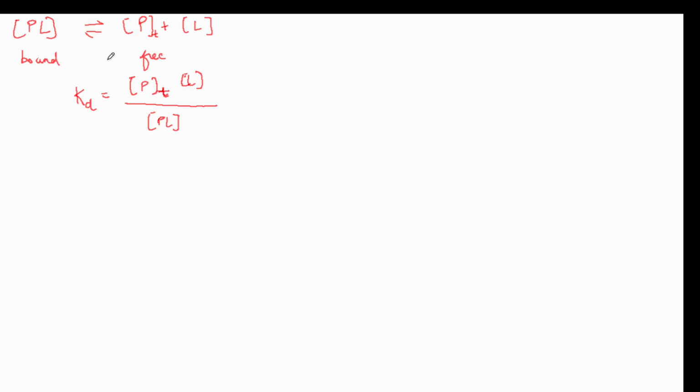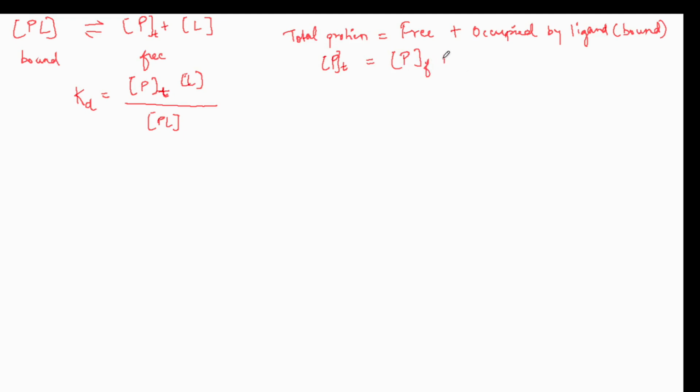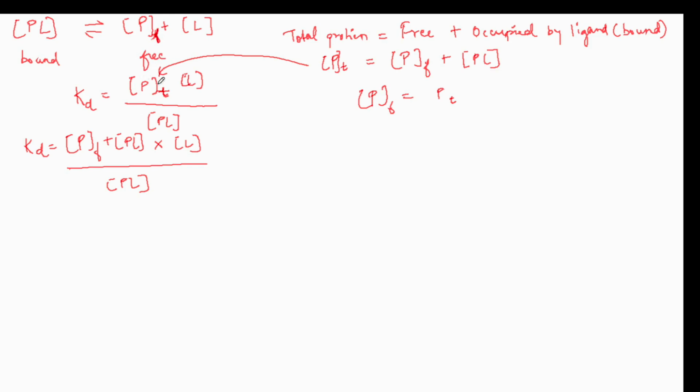And we already know that the total protein can also be calculated. The total protein is equal to free protein plus the protein which is occupied by ligand. We can also call this bound. Very simple. So the total protein PT concentration will always be equal to free protein, let's write F here, this F means free protein, plus the bound form of protein to a ligand, which is this PL form. Okay, so this will be the free protein, not the total protein.